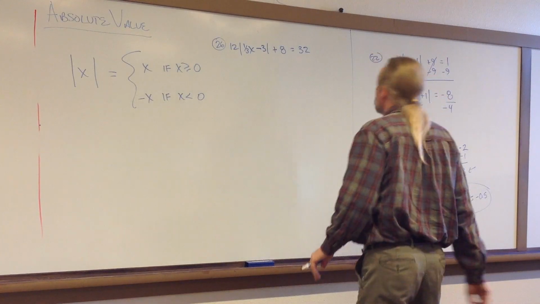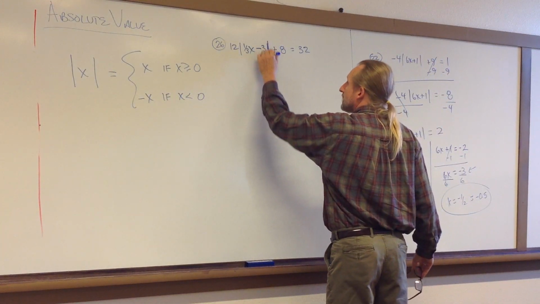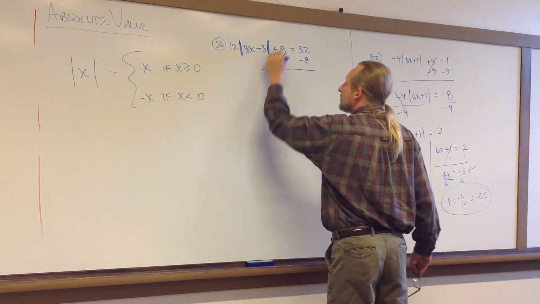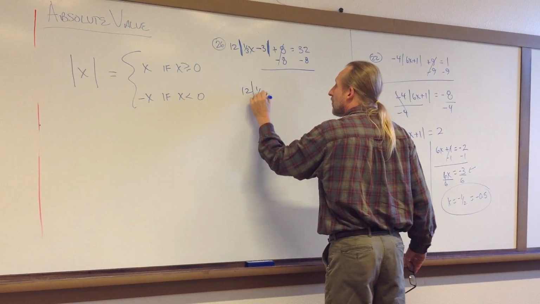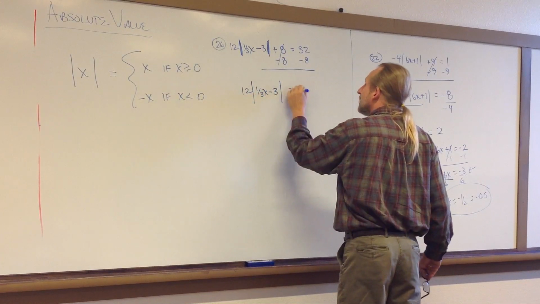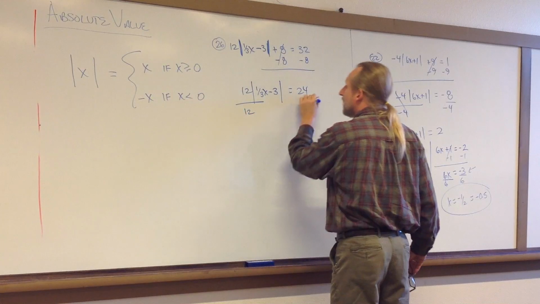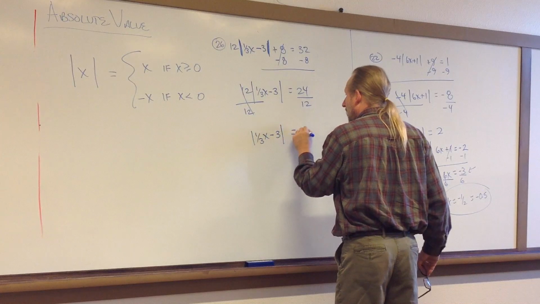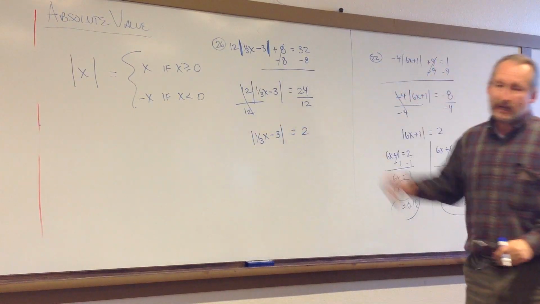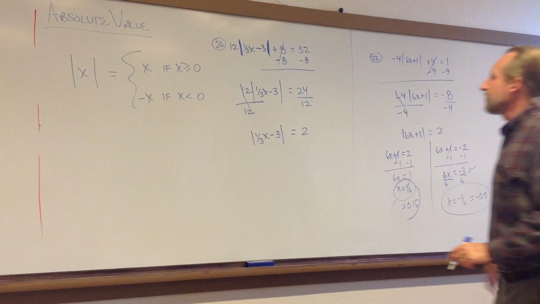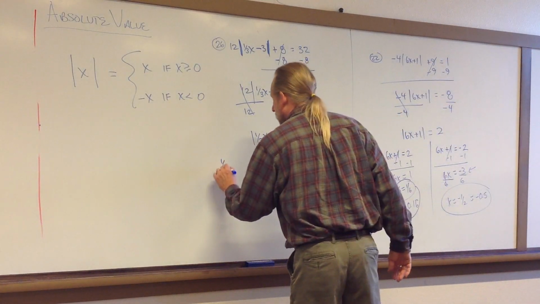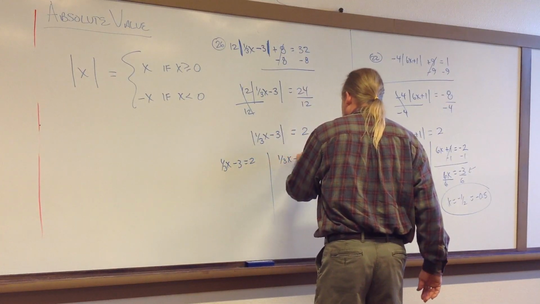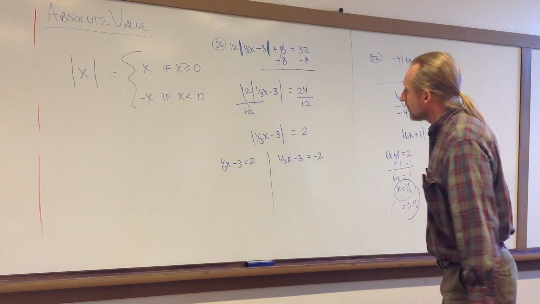All right, so again, we want to get this absolute value by itself. So, subtract 8 on both sides. Over here, that'll be 24. Divide on both sides by 12. And that'll give us 2. Okay, now the absolute value is by itself. Now we can split it into two pieces. And we can say 1/3 x minus 3 equals 2, or 1/3 x minus 3 equals -2.